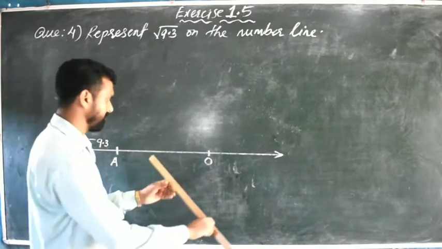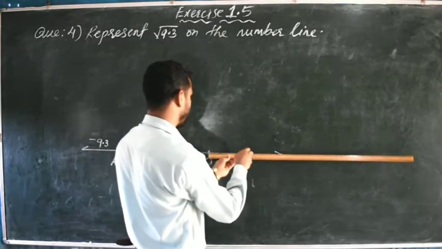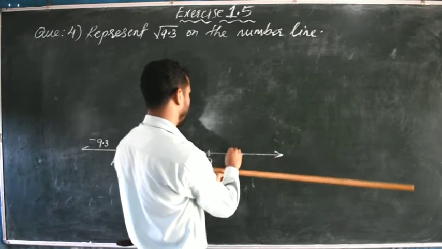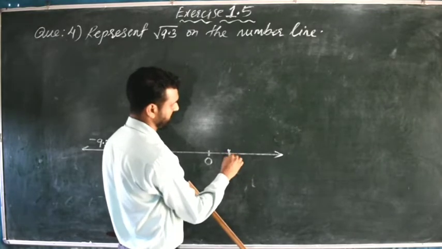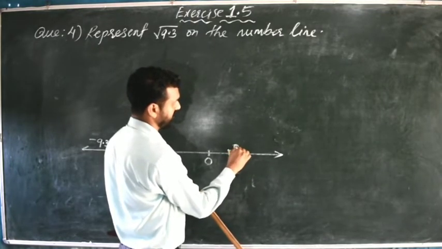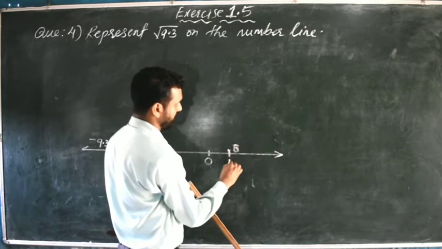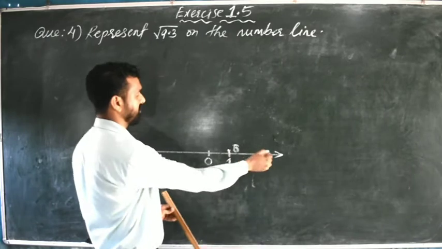Now from here measure 1 centimeter. Exactly 1 centimeter you have to mark. From here 1 centimeter, and mark this point as B. This point is B. Then this one is 1 unit. Up to here it is 1. Mark it 1. This one is 0, 1, 2, 3, etc.